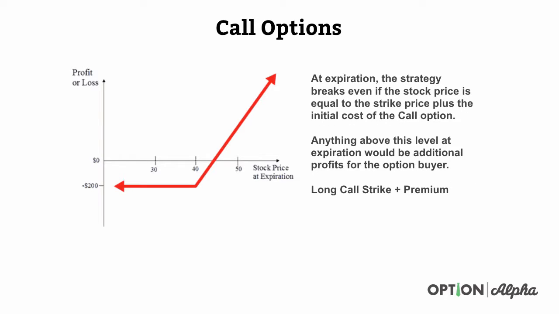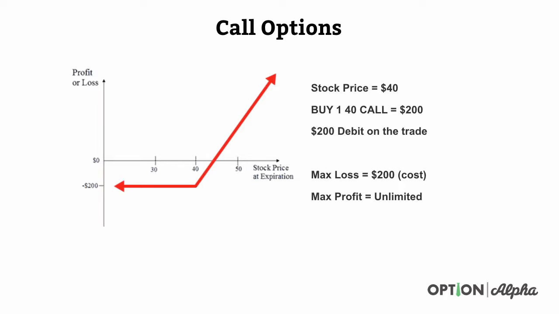Now, at expiration, the strategy breaks even if the stock price is equal to the strike price plus the initial cost of the option contract. Anything above this level at expiration would be an additional profit for the option buyer. So again, the break-even price on a long call option is the strike price plus the premium that you paid to get into the contract. So let's look at an example here.